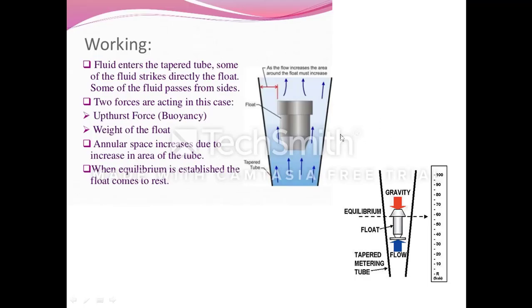The rotometer has another diagram available. This is a real-time application. You have a tapered tube, and here you have a float. Based on the flow of the fluid, the float will be positioned. So based on the float position, we can measure the flow rate.